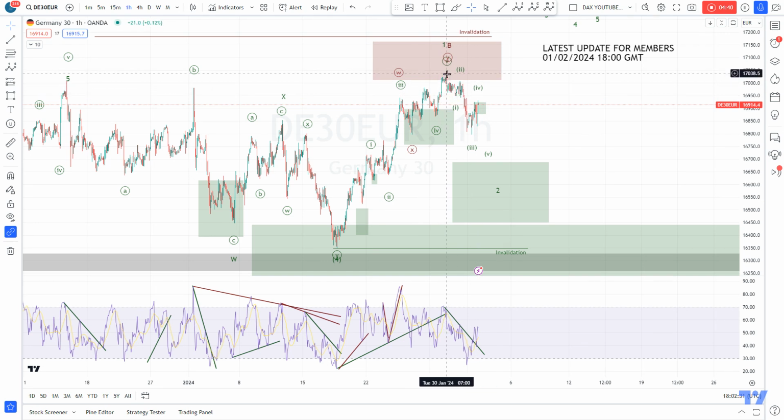Now, let's have a look at what we are seeing right here from the high.